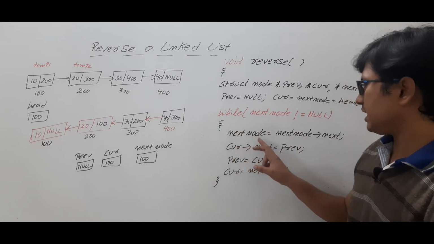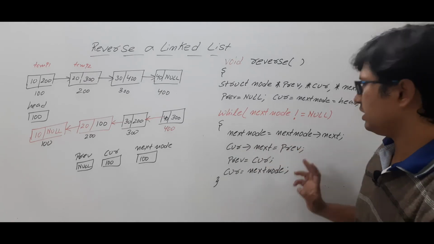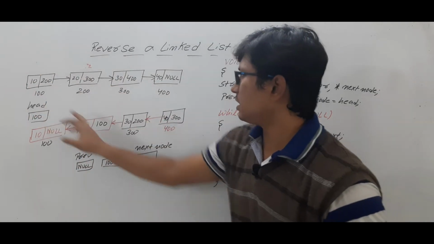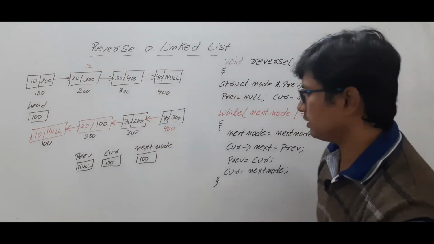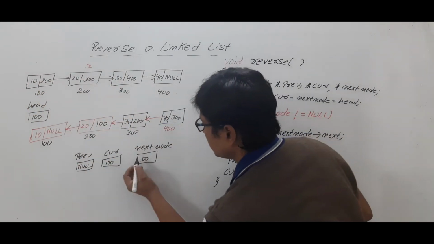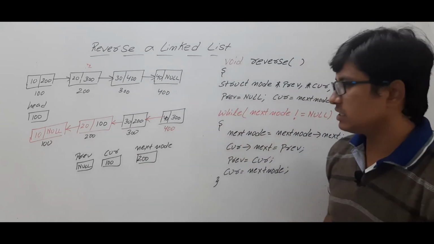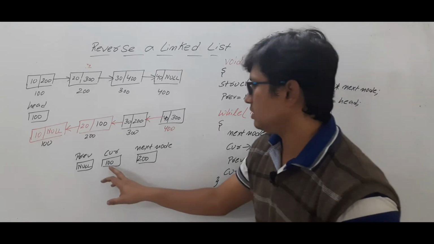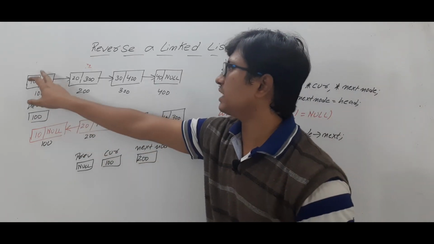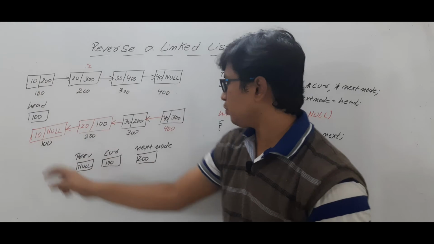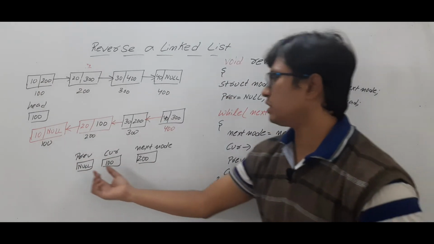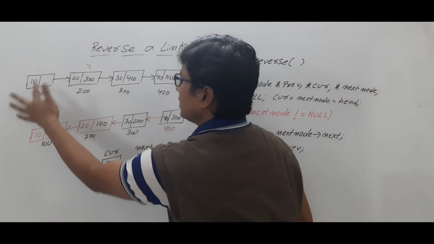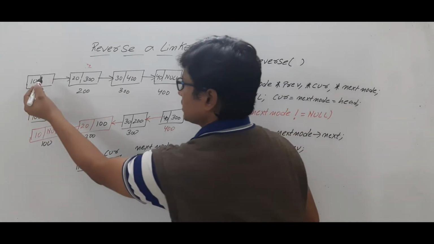Look at the first one. Next node is equal to next node of next. So initially next node is 100. 100 of next is 200. So you are assigning the 200 value here. Is it clear? Then look at current of next is equal to previous. Current is what? 100. 100 of next is 200. That is what you are making equal to previous. What is the value in the previous? Null. So here you are making it null. Are you able to understand it or not?